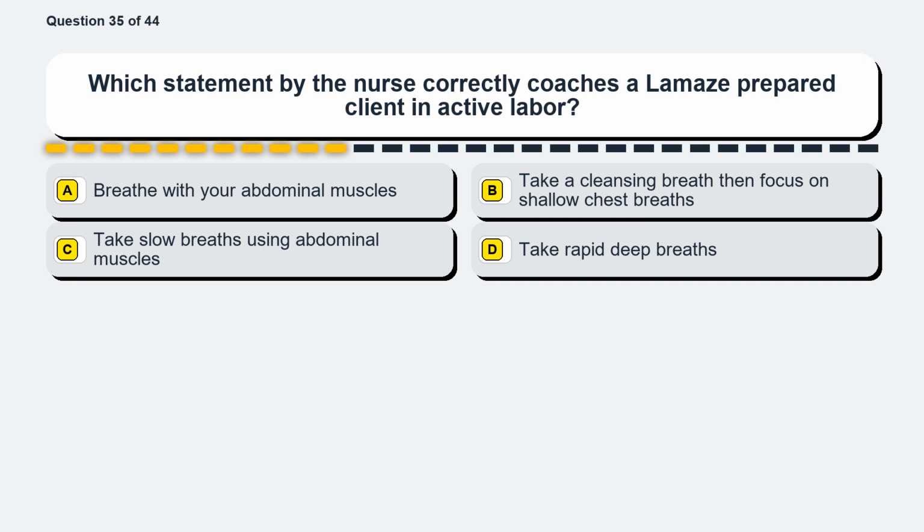Option A, breathe with your abdominal muscles. Option B, take a cleansing breath then focus on shallow chest breaths. Option C, take slow breaths using abdominal muscles. Option D, take rapid deep breaths.